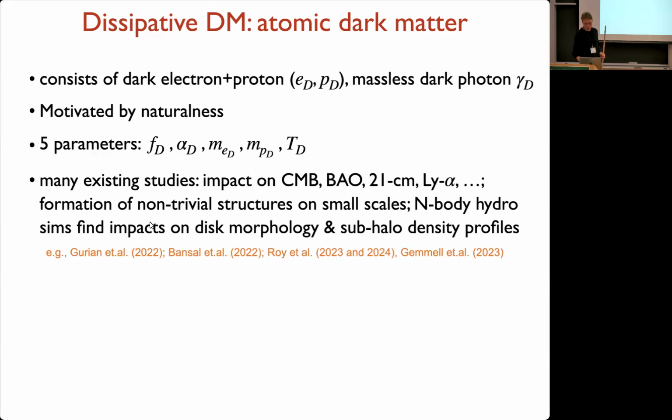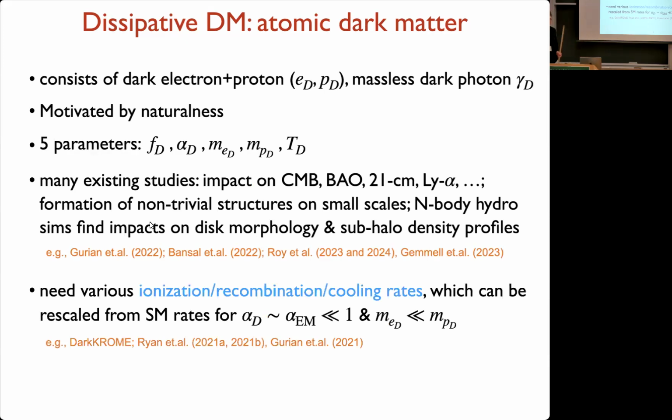Now, for a lot of these studies, you need various ionization rates, recombination and cooling rates, and those can be rescaled from standard model rates for very small fine structure constants, of the order of the electromagnetic fine structure constant. And of course, you can go a little bit higher than this. They are used for dark electron masses that are much less than the dark proton mass. And there's very nice code, like we heard about darkroom a little bit, and Sarah and others have done very nice work on this.